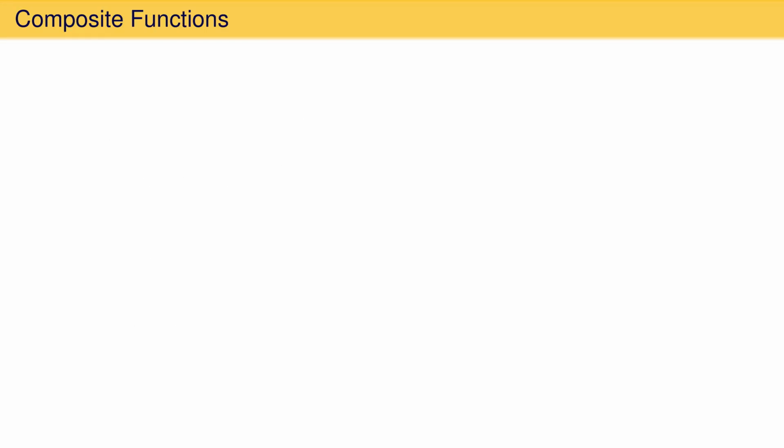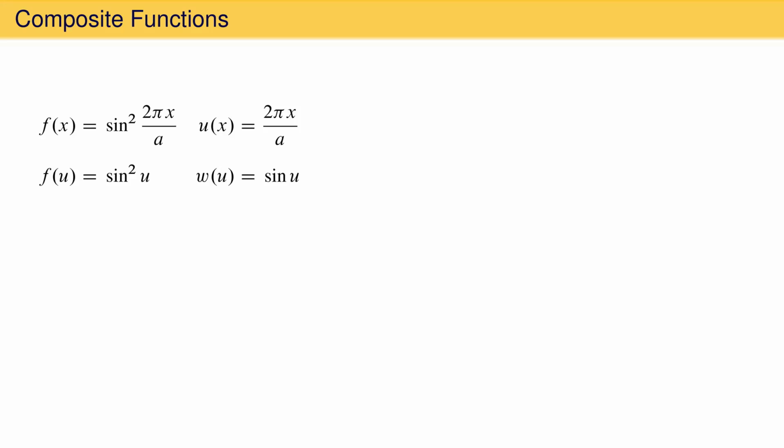Let's consider the more complicated function f of x equal to sine squared 2 pi x over a, where a is some constant. We might be able to evaluate the derivative of this function by using the chain rule if we define the function u of x to be 2 pi x over a, which is the argument to sine squared. This allows us to write f as a function of u equal to sine squared u. This, however, is not differentiable using any of the rules we have talked about. Going even further, we can define another function w as a function of u to be sine of u. Then we have f of w equal to w squared.